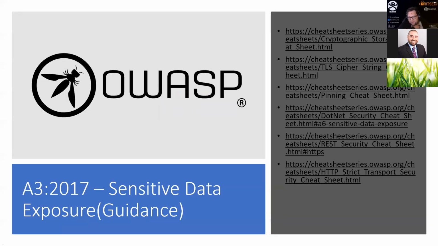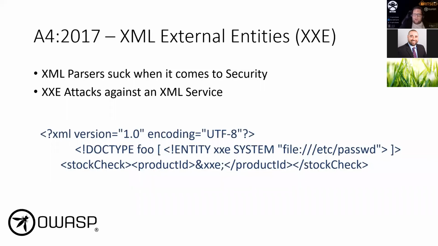That has physical security. And so for A3, and you can see there's a lot of guidance for it. There's the cryptographic storage cheat sheet, the TLS cipher string cheat sheet, the certificate pinning cheat sheet, the .NET security cheat sheet, for A6 sensitive data exposure there's the REST security cheat sheet. And then, this is what it is, strict transport security, the HSTS cheat sheet.